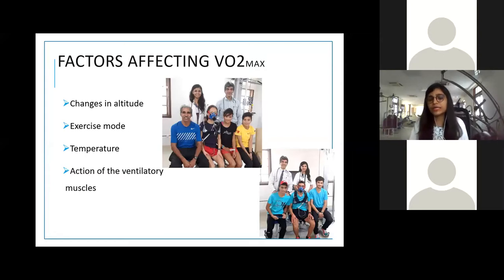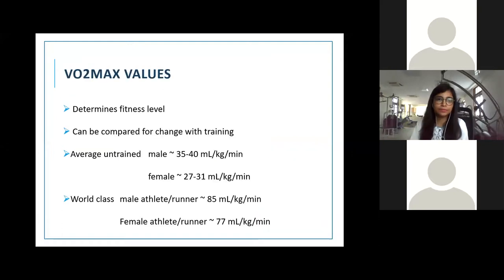Action of the ventilatory muscles is a new thing which is coming up, and there are a lot of runners and elite athletes who go for ventilatory muscle training, inspiratory muscle training, and they wear special masks to train those muscles to improve performance.